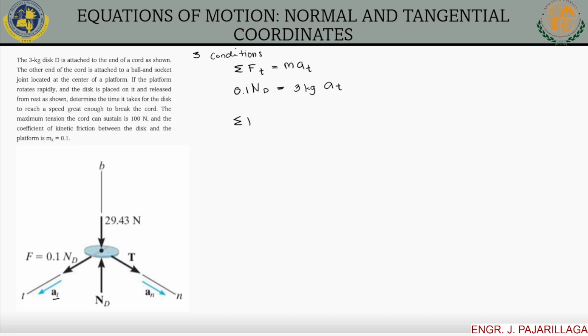So, by summation of forces on the b naman, that should be equal to 0. We have now N_D minus 29.43 Newton is equivalent to 0. Therefore, we can say that our normal force is equivalent to 29.43 Newton. So, using this equation 1 and this equation 2, we can get now the value of our a_t, which is 0.981 meters per second squared. Okay? Counter check with the calculator.